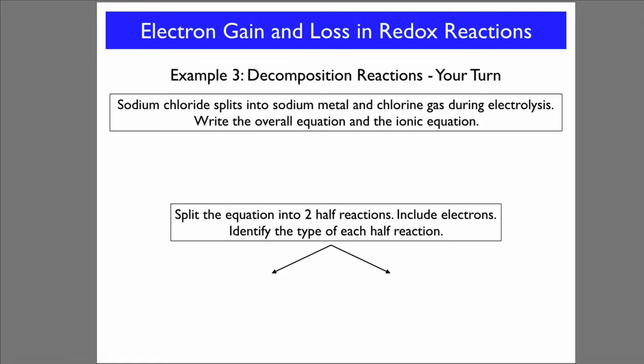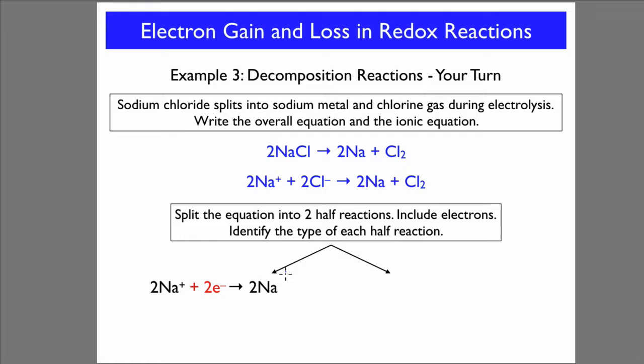Next, example 3. Press pause, see if you can do it. Okay. Sodium chloride splits into sodium metal and chlorine gas during electrolysis. Write the overall equation and the ionic equation. Sodium chloride gives you sodium and chlorine. Let's split this into its two ions. And now we're going to split the equation into two.